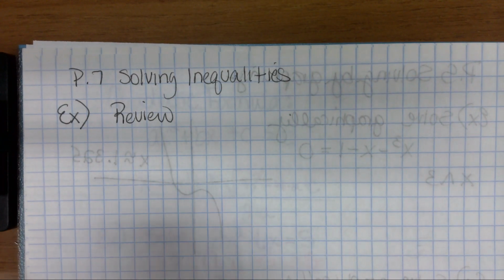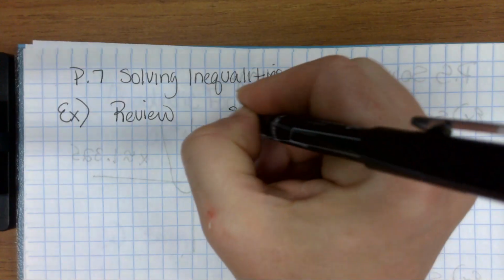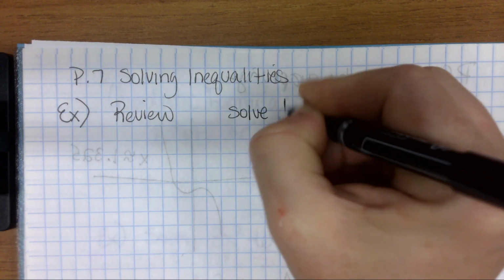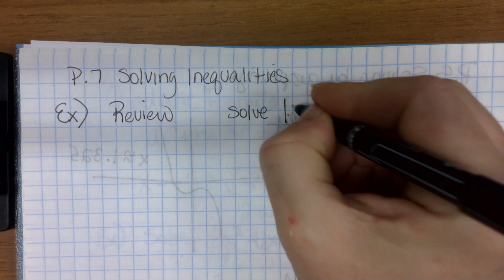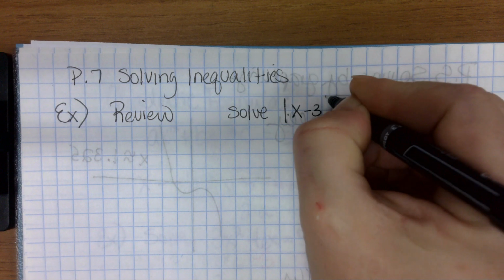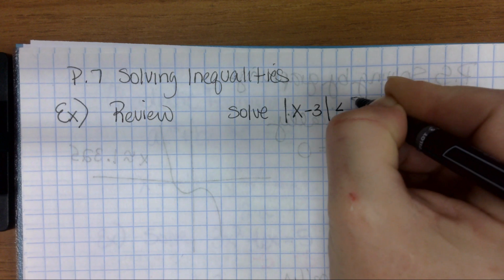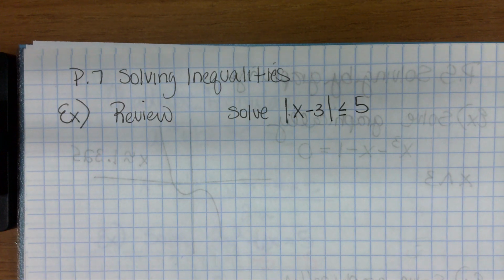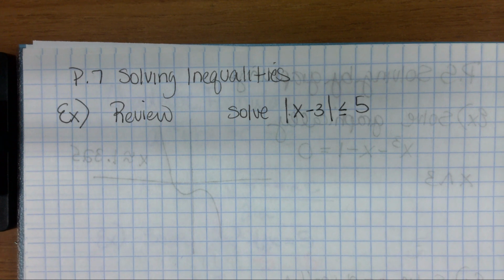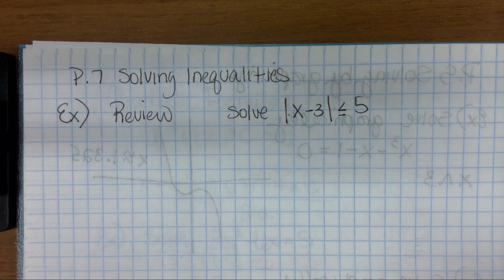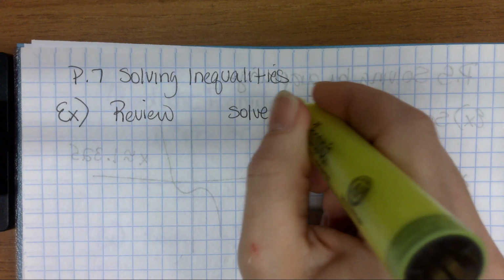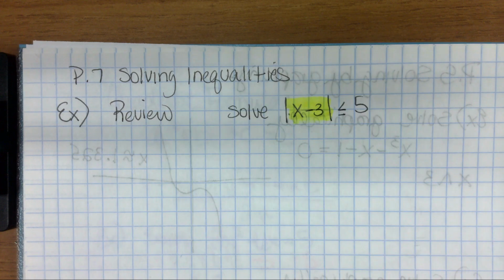This is review. See how I wrote that down? Review. If I asked you to solve the absolute value of x minus 3 is less than or equal to 5. So I find that it's helpful to understand what that means, because what you're going to do is solve two inequalities, and here's why. Okay? That absolute value symbol, does anybody know what it means?